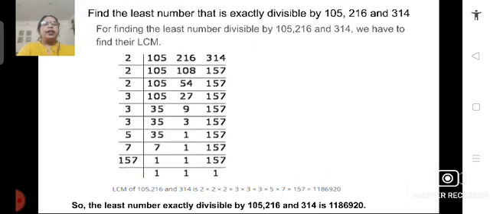Let's move on to the next question. Find the least number that is exactly divisible by 105, 216 and 314. So what we have to do here, we have to find a number which is exactly divisible by 105, 216 and 314. For this, we have to find the LCM of these 3 numbers.